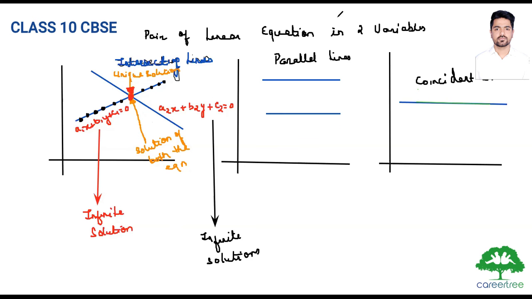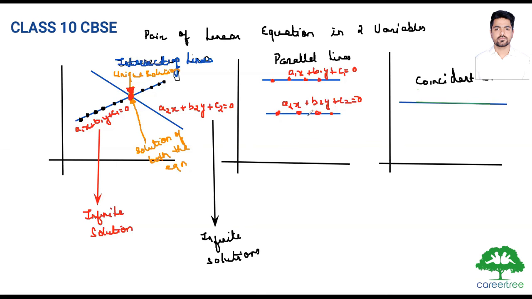Now parallel lines. This particular line has its own set of solutions, right? This particular line will have its own set of solutions. There will be no relation between this and this.